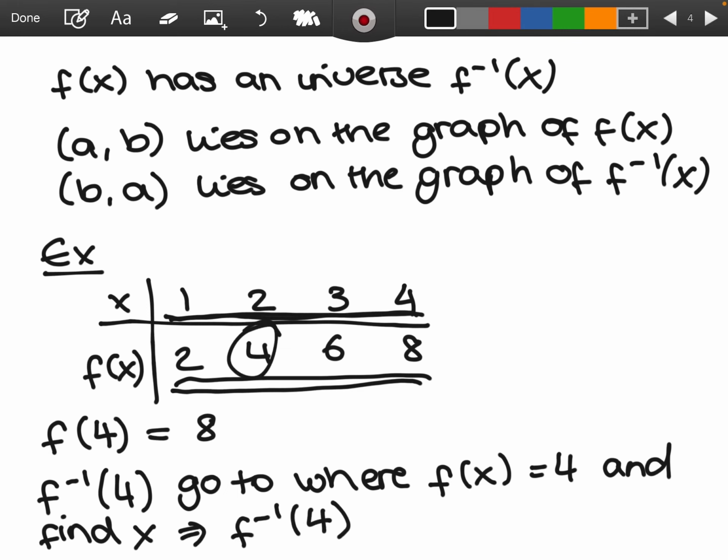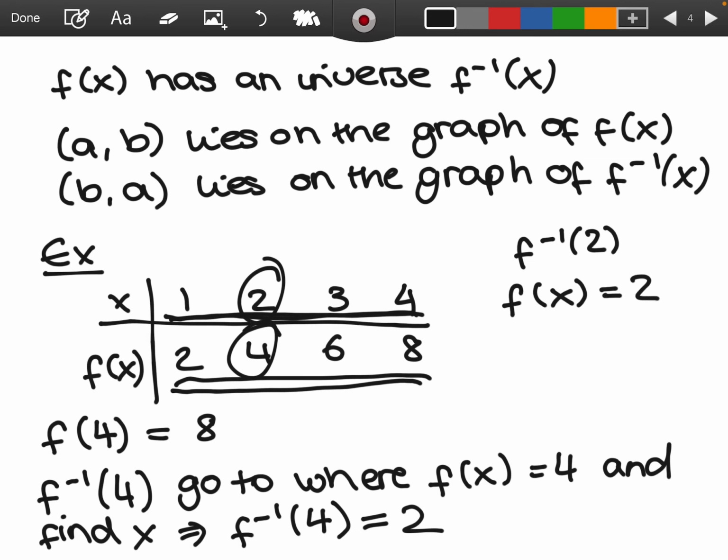So that tells me that f inverse of 4, I go to where f of x is equal to 4 and I find the x value. So f inverse of 4 equals 2. Okay. Similarly, what I could do is I can look at f inverse of 2. Okay, I go to where f of x is equal to 2 and I find the x value, which would be 1. Okay, so you are just switching your domain and your range.